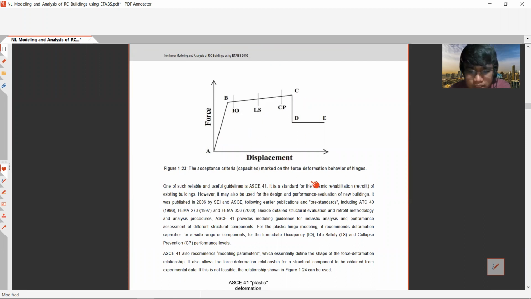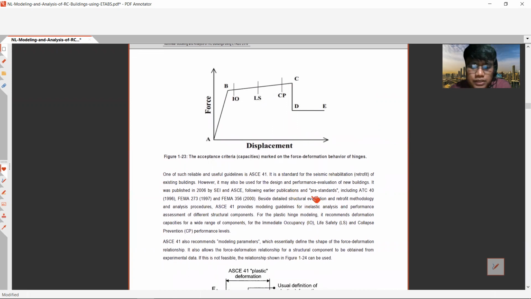So it is a standard for the seismic rehabilitation, such as retrofitting of an existing building. However, it can also be used for the design and performance evaluation of new buildings. Okay, so for a new building, you can use these ASCE 41 guidelines. It was published in 2006 by the SEI and ASCE, following earlier publications and pre-standards, including the ATC 40, the FEMA 273, and the FEMA 356 in 1996, 1997, and the year 2000 respectively.